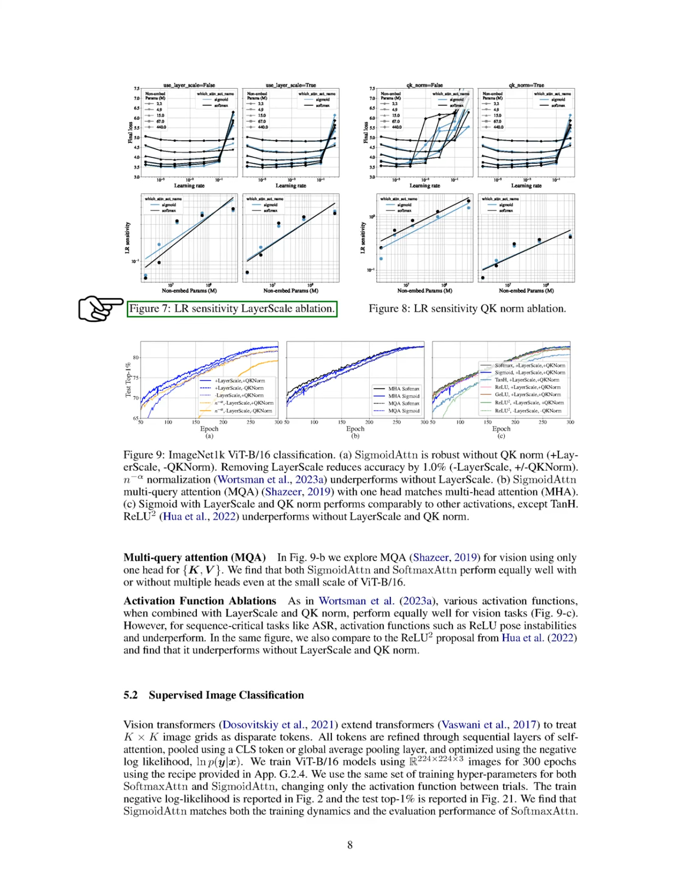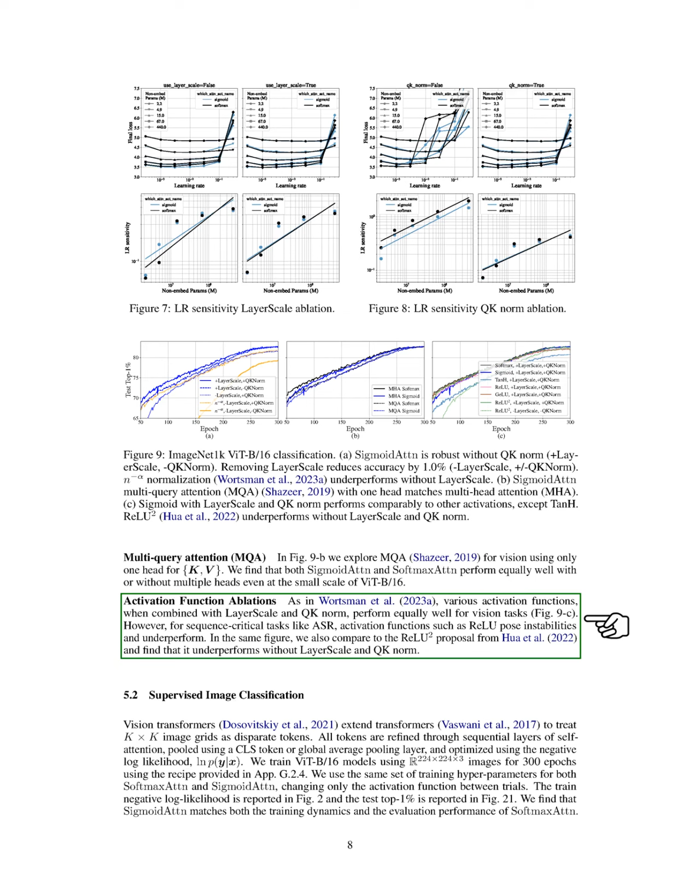We also explored multi-query attention, finding that both models performed similarly with or without multiple heads, even at a smaller scale. Regarding activation functions, we noted that various functions combined with layer scale and layer norm performed well in vision tasks. However, for tasks requiring precise sequences, some activation functions led to instability and underperformance.